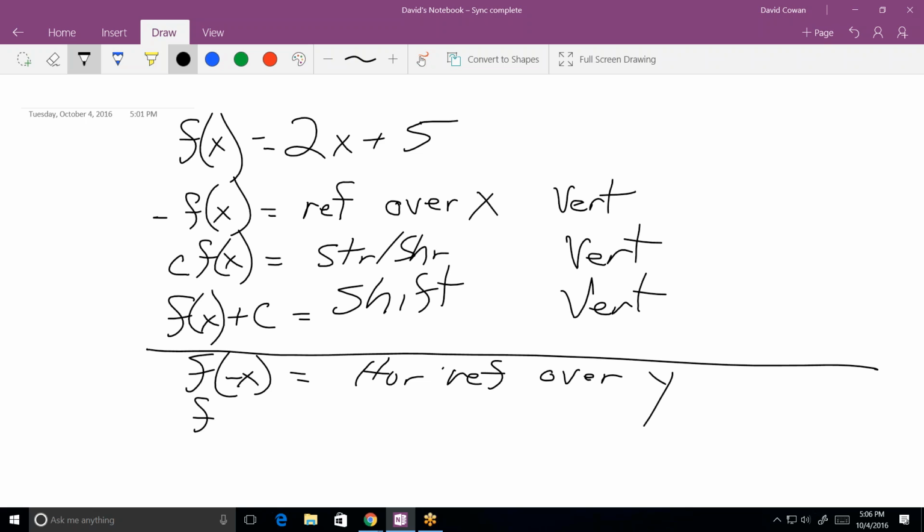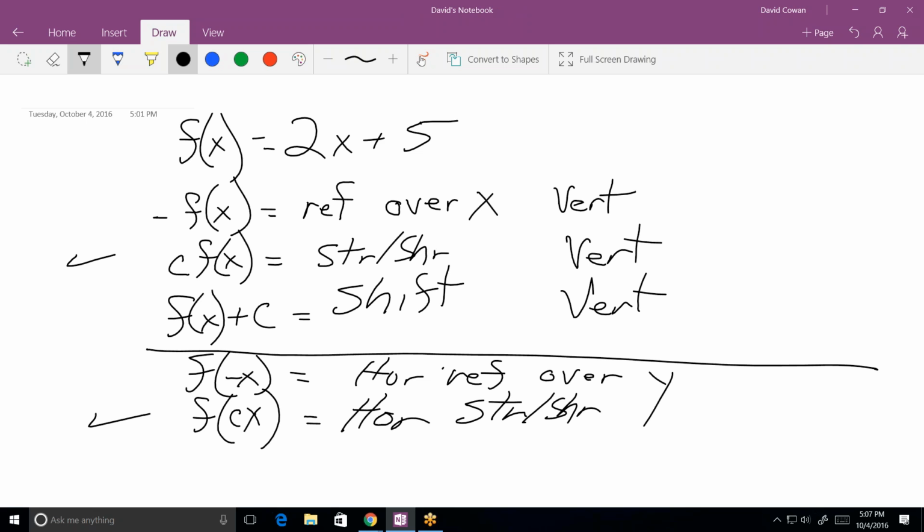And if I have f of some number multiplied by x inside the parentheses, what is that? It's also horizontal. It's a horizontal stretch or shrink. In this case, if c is greater than 1, it's a shrink. If c is less than 1, it's a stretch. In the vertical case, it's the opposite. Whatever happens inside the parentheses is the opposite of what you think will happen. It doesn't matter how you remember that.